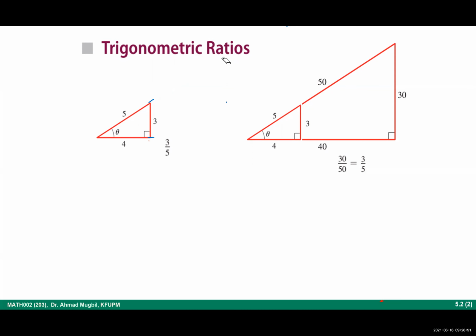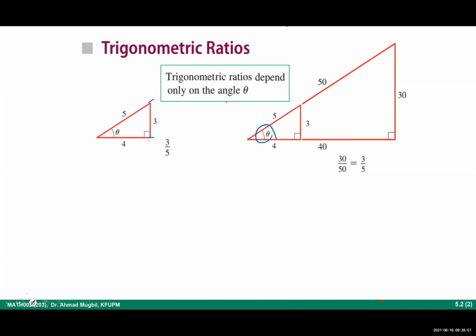Now, what is common between them, Ya Shabab, is that they have the same theta. So what we conclude from this is that the trigonometric ratios, the ratio between this and this side, and also between this and this and that, depend only on theta, on the angle. If I change the angle, if I make the angle bigger like this, of course the ratio will change. So as we have the same angle, we will have the same ratio.